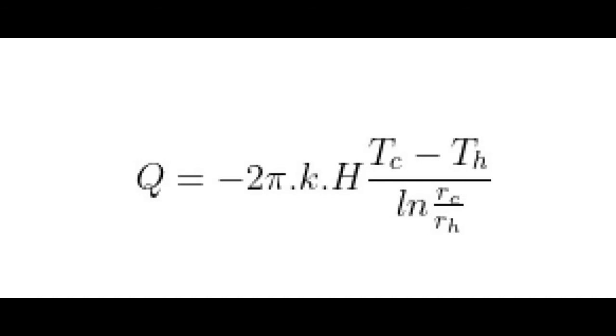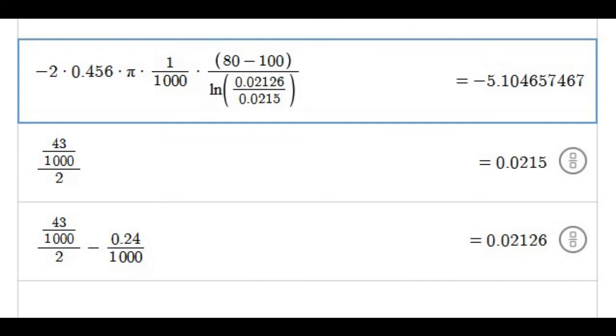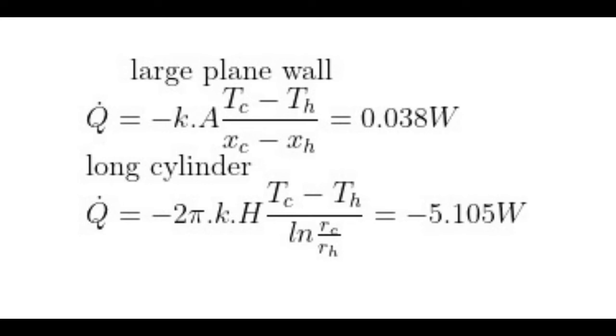The equation to calculate the rate of heat transfer is written in terms of temperature difference, defined as cold minus hot temperatures, with the negative sign on the right-hand side to satisfy the second law of thermodynamics. The information of heat transfer properties is placed in the input field of the calculator, and the rate of heat transfer is -5.105 watt. Comparing with the large plane wall case, we can observe two main differences. The rate of heat transfer for the long cylinder takes a negative value, and the magnitude of the heat transfer rate is much larger.